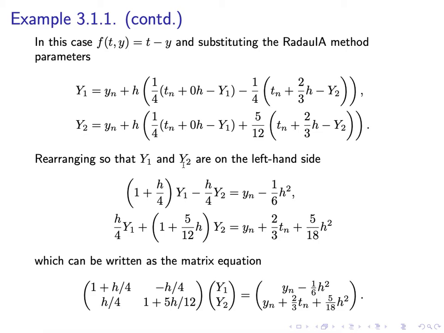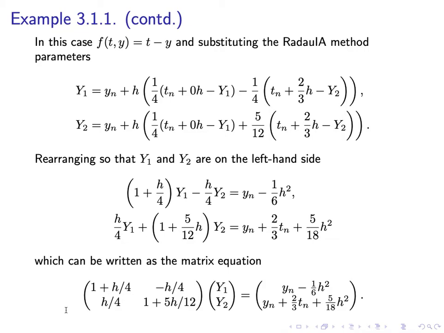and anything which we know the value for is going to be left on the right hand side. So we know what yn is, we know what h is, and we know what tn is. So everything on the right hand side here is already known to us. On the left hand side we know what h is, but we don't know the values of Y1 and Y2.